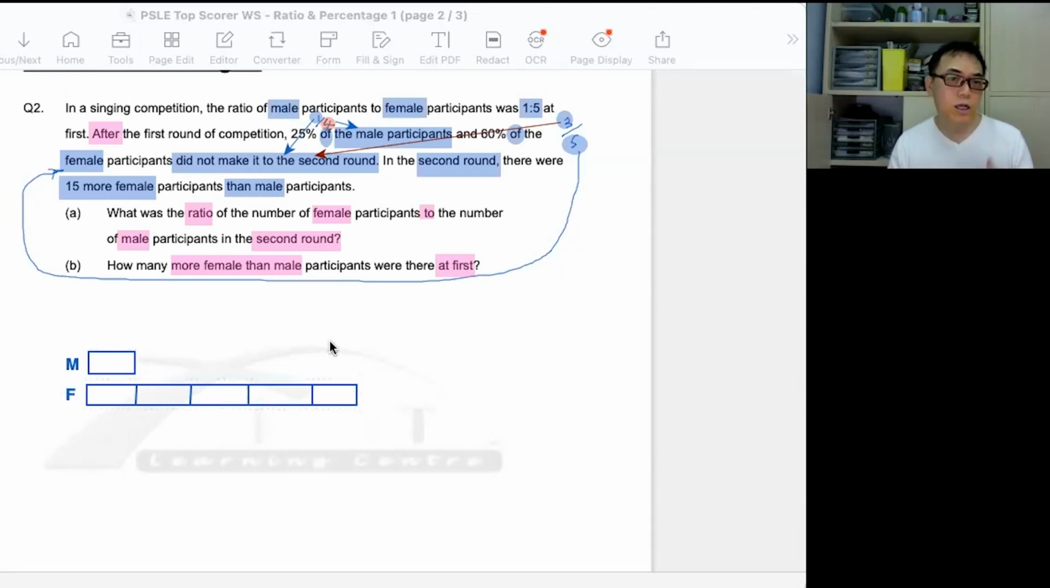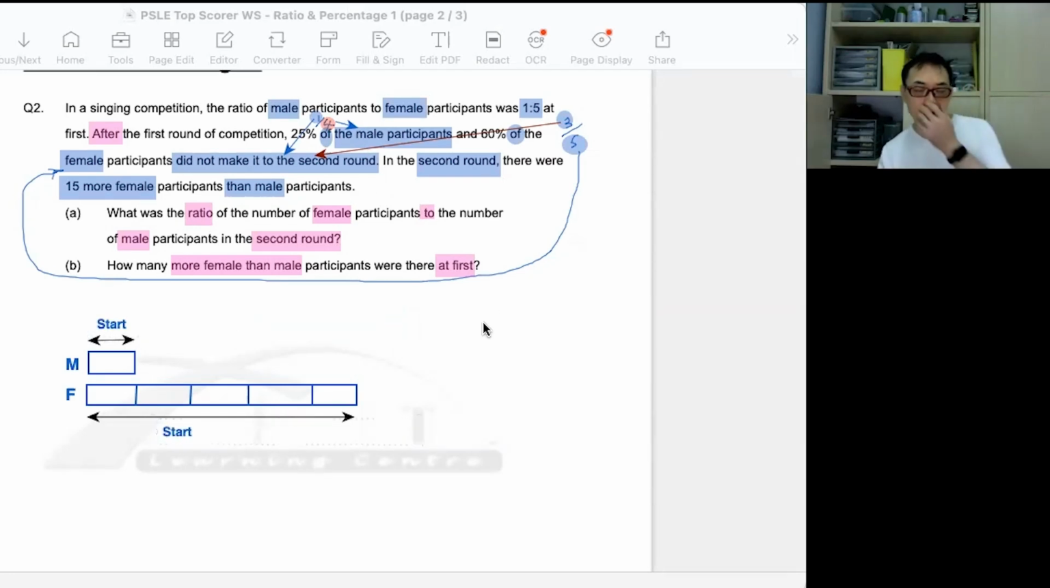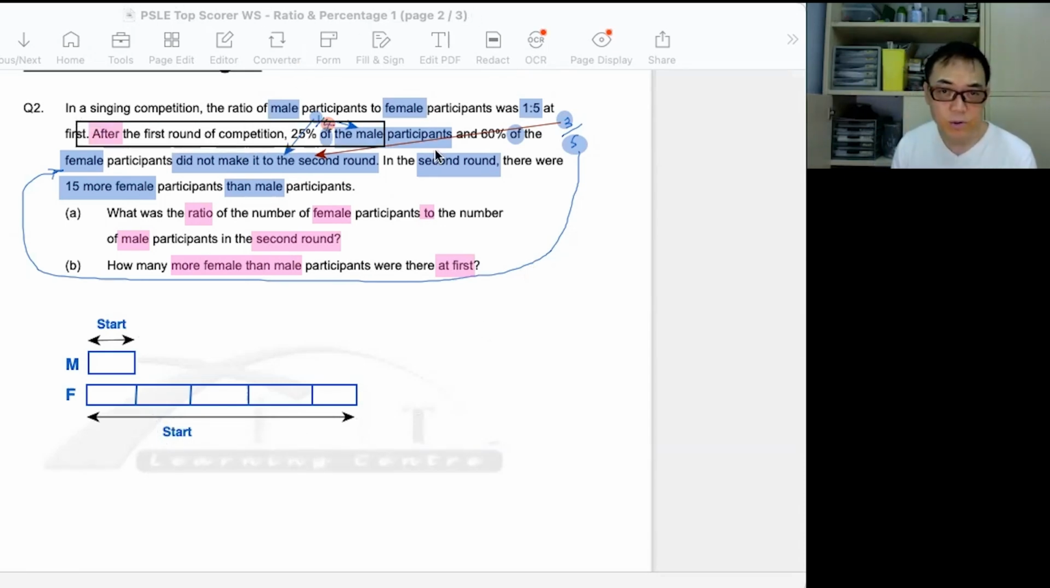And this is the number of people at first, right? So if this is the number of people at first, then what we want to do is put here and here "start." Okay, so I'm going to make these words a little bit smaller. Start, and this would also be the start. Okay, now we come to this part where it says after the first round, 1/4 of the male and 3/5 of the female did not make it to the second round.